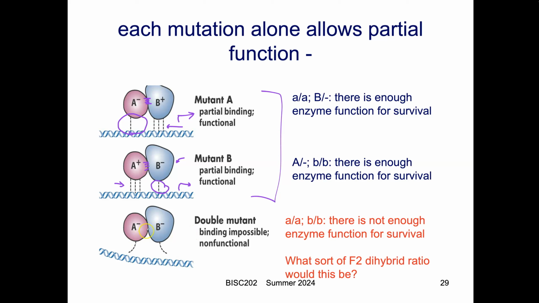But if both of them are mutated, there they are stuck to each other, but neither one of them is able to bind nicely to the DNA because they just don't have enough of the correct shape, whatever the protein is supposed to be shaped here to recognize the DNA sequence. So you've got your dimer floating off and not transcribing the gene. And this would not be enough for survival. We call this synthetic lethality. Neither of those two mutations by themselves is lethal. They both can hang on and survive, but when you make mutants in both of them, it's lethal.